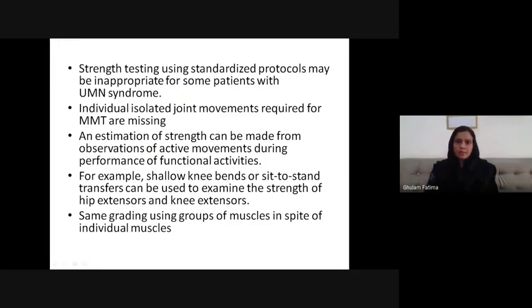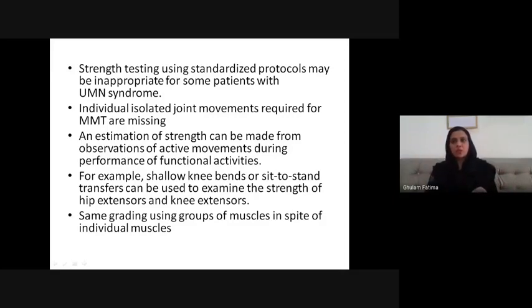Okay. There is a problem in neurological patients that the standard methods cannot be used because the patient has paresis or plegia. So it is not possible for the patient to perform the normal standardized movements, which we use in manual muscle testing, because individual isolated joint movements are not possible. So here we have to make some estimation of the strength by the use of active movement that can be used in different performance of functional activities.